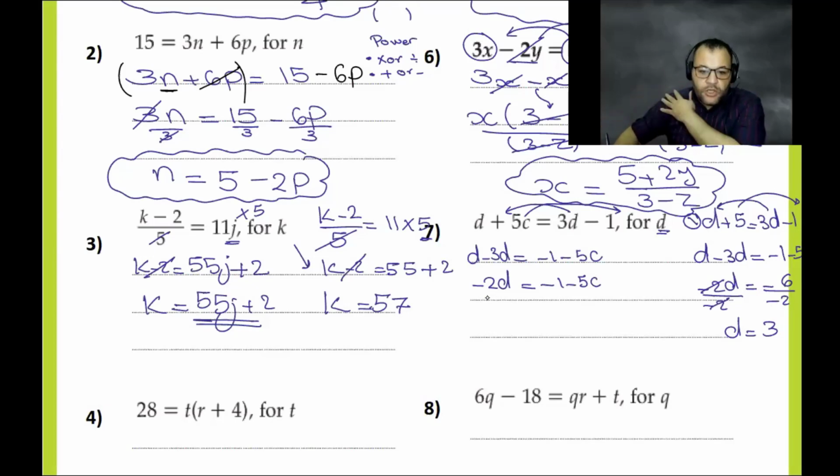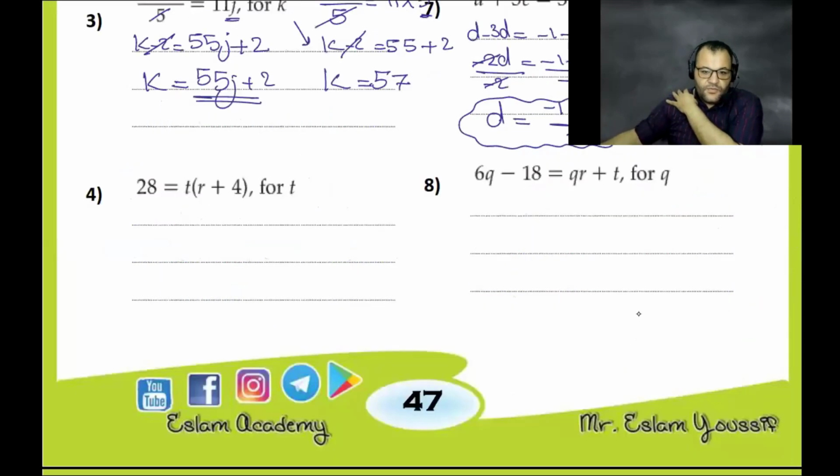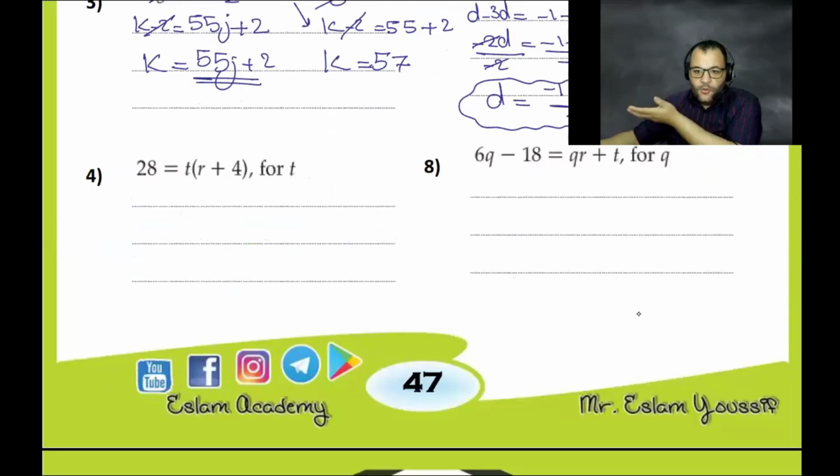Also here I will divide by minus 2. So cancel minus 2 and minus 2. It means D is equal to negative 1 minus 5C over negative 2. That's all. Solving the equation is very easy.